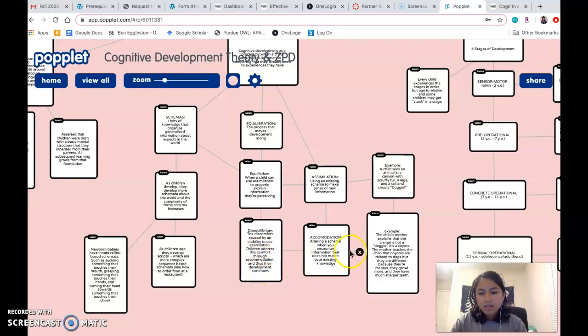So, this feeling of discomfort that the child would feel because they misidentify the animal as a dog, they would alleviate that discomfort by understanding a new schema for the animal coyote.